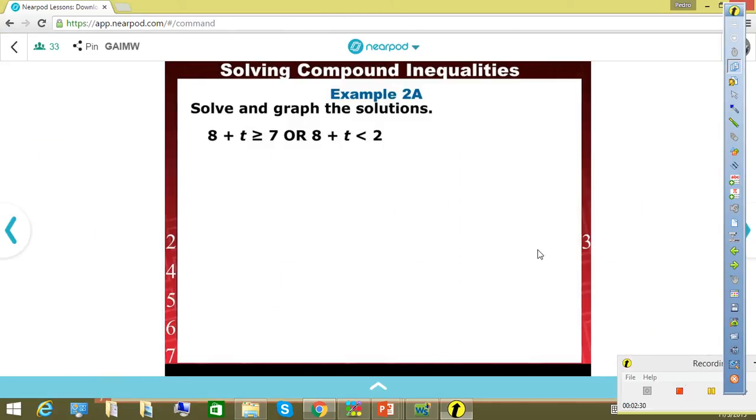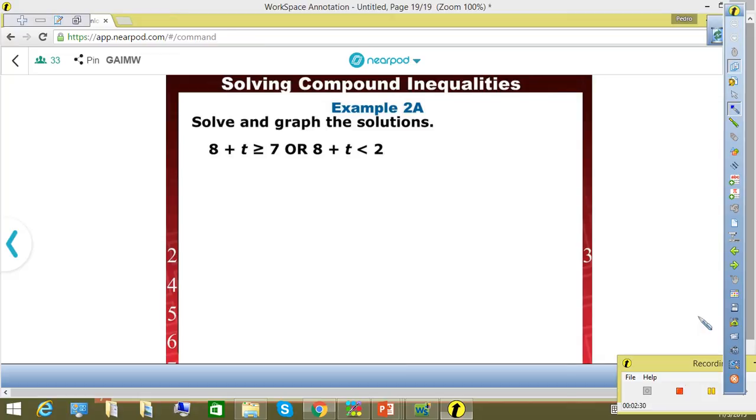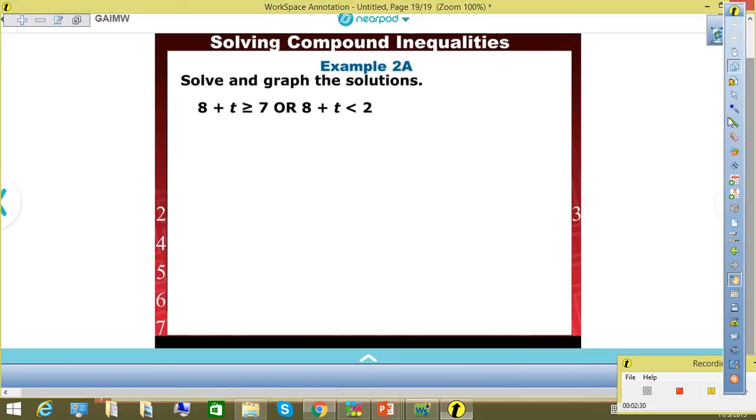So copy this one on your paper, please. Example 2A. It says solve and graph 8 plus t greater than or equal to 7 or 8 plus t less than 2. And yesterday, if you notice, we only focused on compound inequalities that were and. Today we're looking at or. So as you're finishing writing that down, look up.